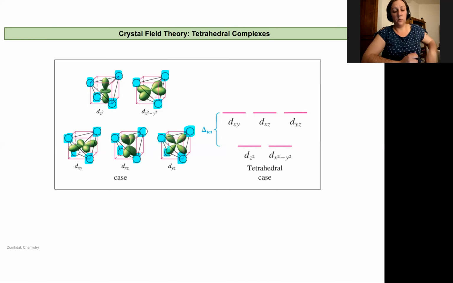In fact, when we look at it, it's basically the opposite, because now our dz squared and dx squared minus y squared, which previously had lined up perfectly with the ligands of the octahedral compound, are now right in between the tetrahedral ones. There's no direct alignment whatsoever. And so these ones now are going to be lower in energy.